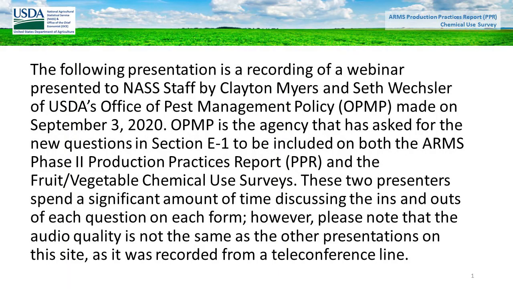The following presentation is a recording of a webinar presented to NASS staff by Clayton Myers and Seth Wexler of USDA's Office of Pest Management Policy, made on September 3, 2020. OPMP is the agency that has asked for the new questions in Section E1 to be included on both the ARMS Phase 2 Production Practices Report and the Fruit and Vegetable Chemical Use Surveys. These two presenters spend a significant amount of time discussing the ins and outs of each question on the form. However, please note that the audio quality is not the same as the other presentations on this site, as it was recorded from a teleconference line.